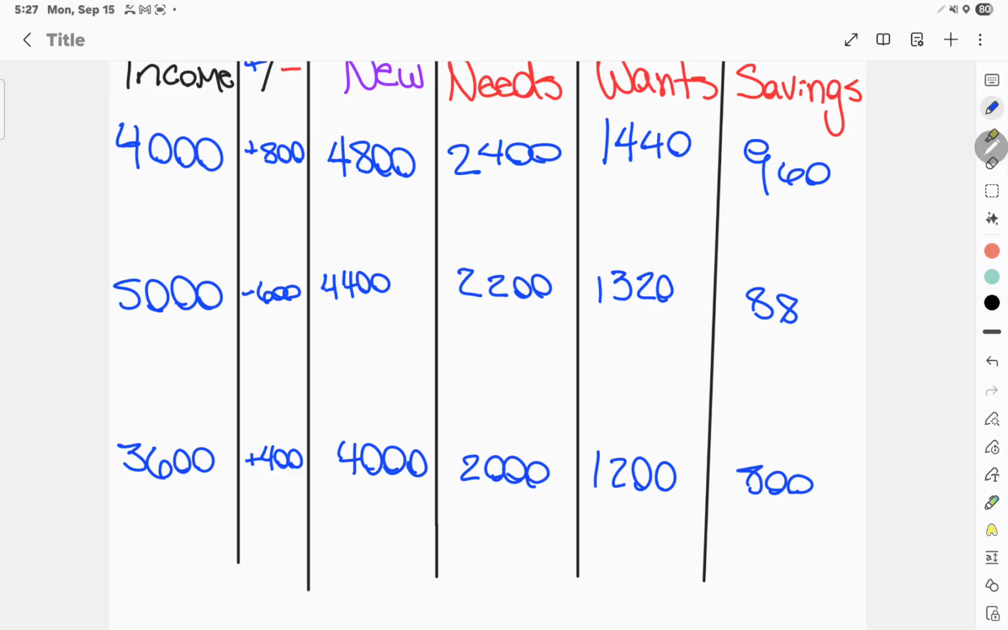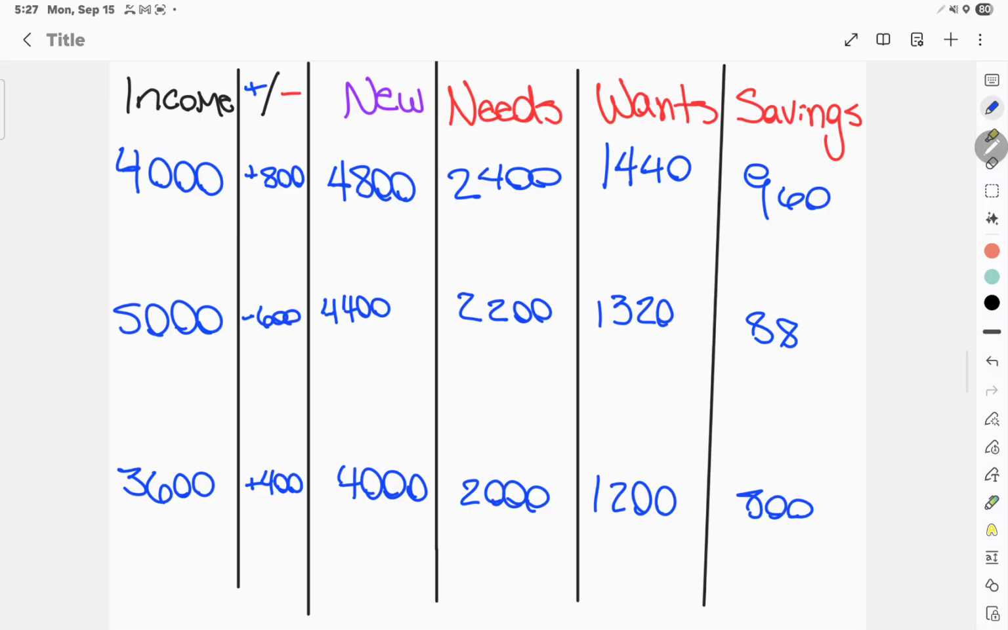So there is your 50-30-20 rule when we apply a change to your income. Go ahead and work through the rest of the lesson 2, and then we'll come back to lesson 3.